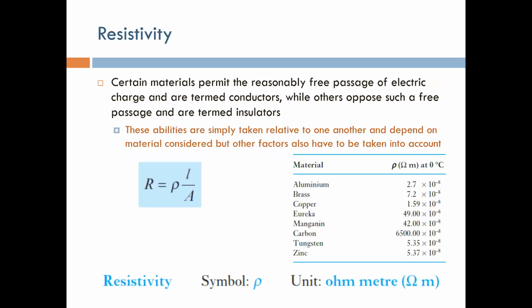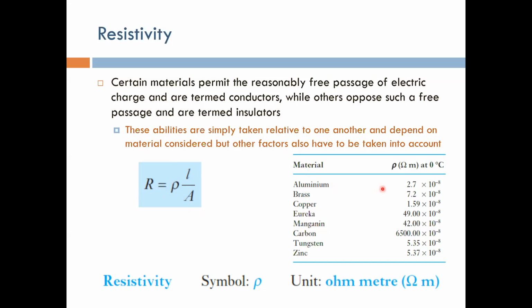If we start talking about resistance, we have to talk about the concept of resistivity. Certain materials permit the reasonably free passage of electric charge and are termed conductors, while others oppose such a free passage and are termed insulators. The resistance will be equal to rho, the resistivity, times L, the length of the conductor, over A, the cross section. So the resistance is directly proportional to the length of the conductor, and inversely proportional to the area. And the resistivity actually varies a lot between different materials.